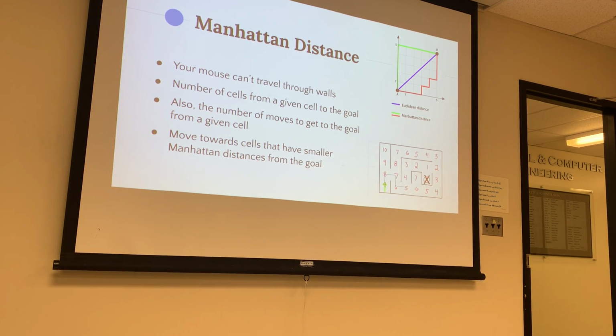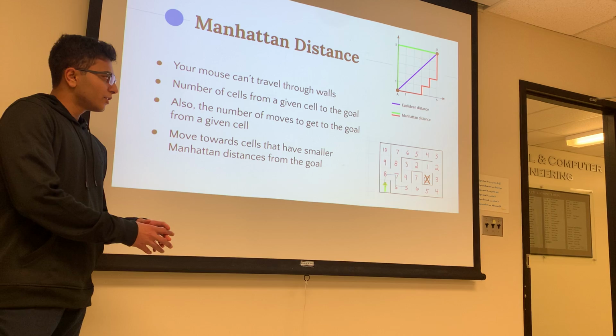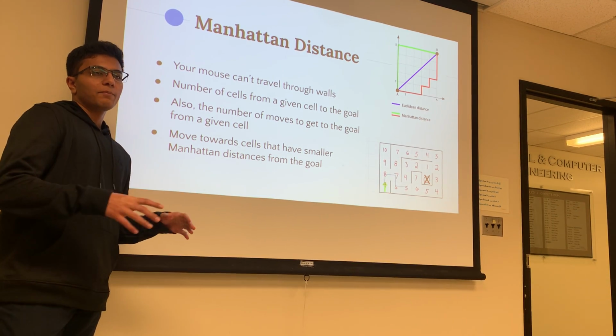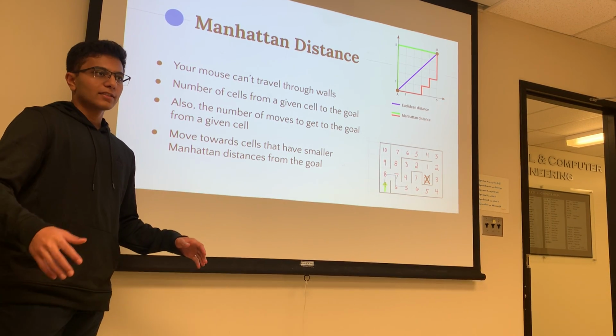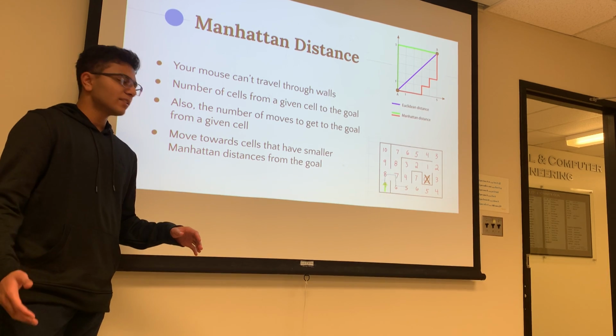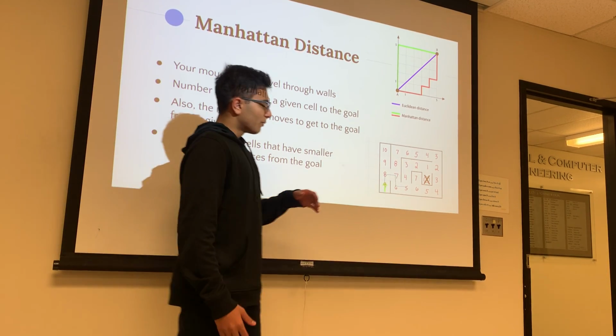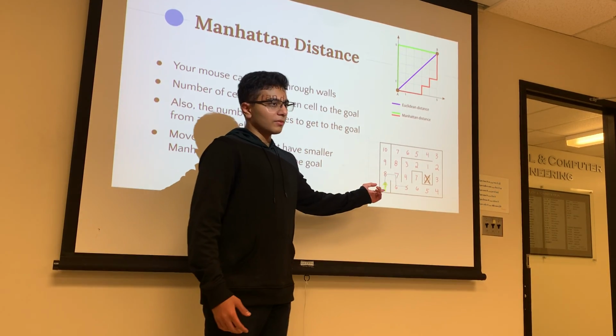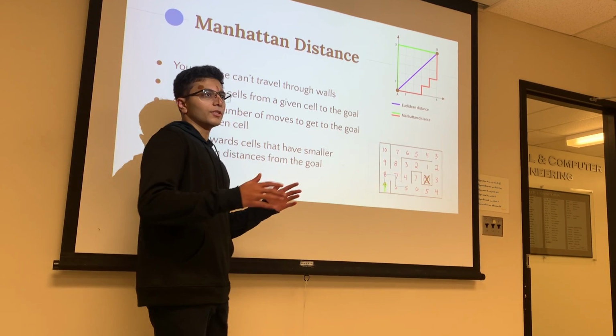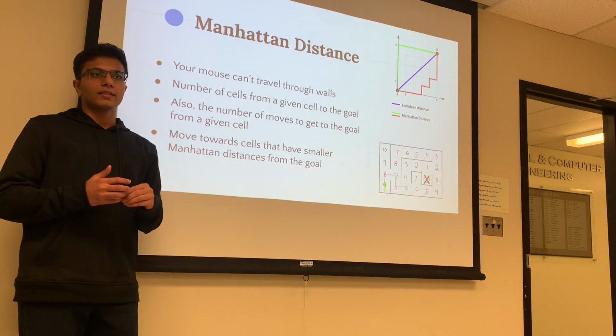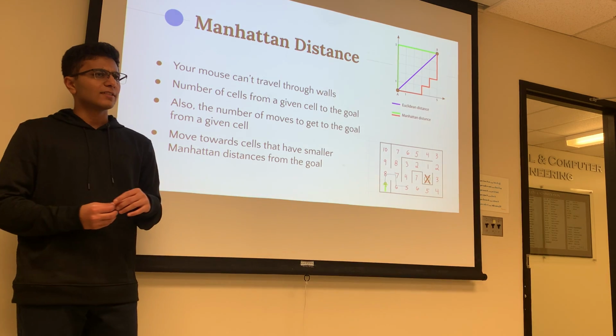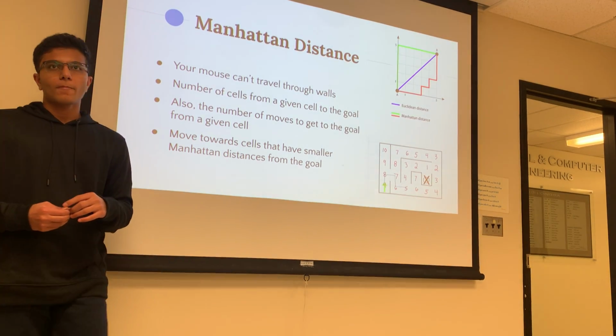So the basic idea is that you want to have a map in your mouse of the maze and all the Manhattan distances in the maze. And if the mouse knows where it is at any given point, it can always move towards the smaller numbers such that it'll eventually get to the goal. Does that make sense?